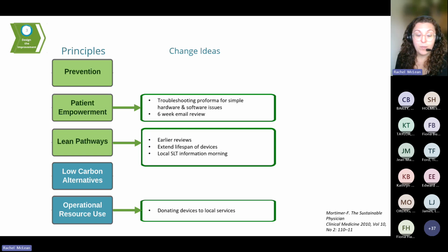And then they had a plan for a local SLT information morning. And so at this information morning, they wanted to support education around how to use different devices and communication apps. But they also wanted to donate the devices that they weren't using to these local services. And I'll go through why in the next few slides.